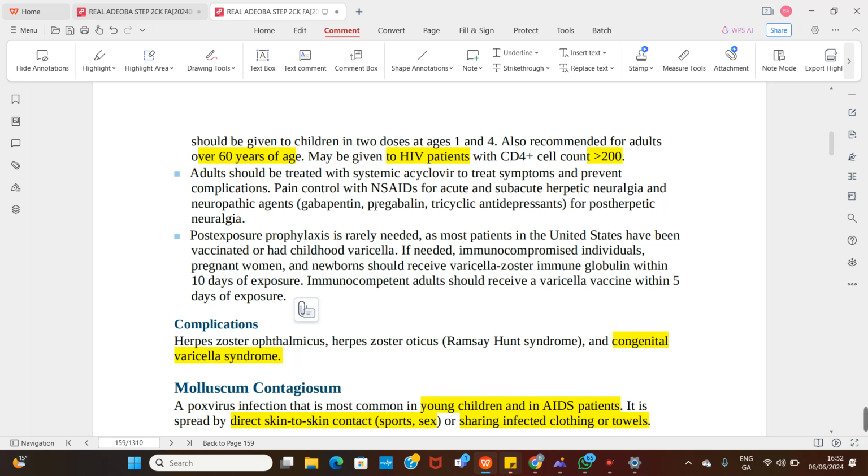We have talked about how you treat adults. So you can just give them your acyclovir to treat the symptoms and prevent the complications, right? That's just what you do. So somebody presents with the classic vesicles, just give your acyclovir to limit the symptoms and prevent complications. Then give your pain control, because they are very painful, by giving your NSAID for the acute and the subacute herpetic neuralgia.